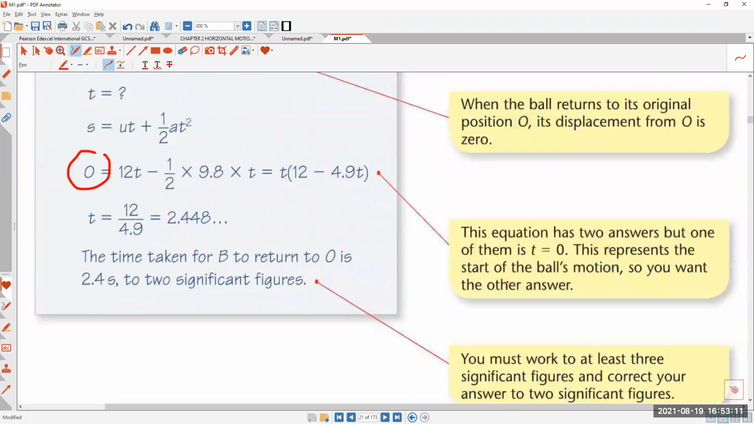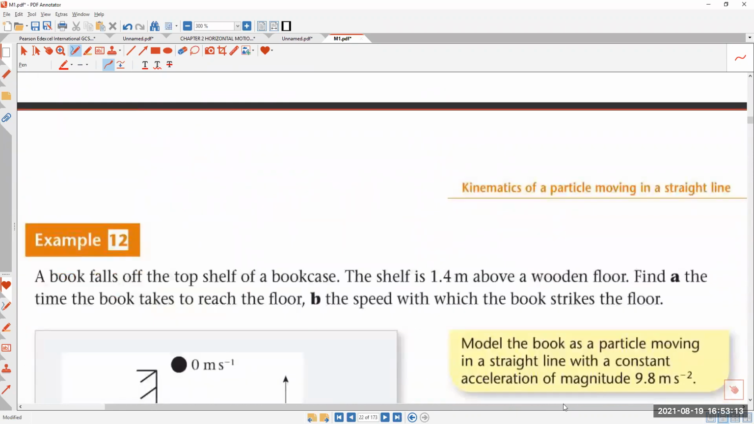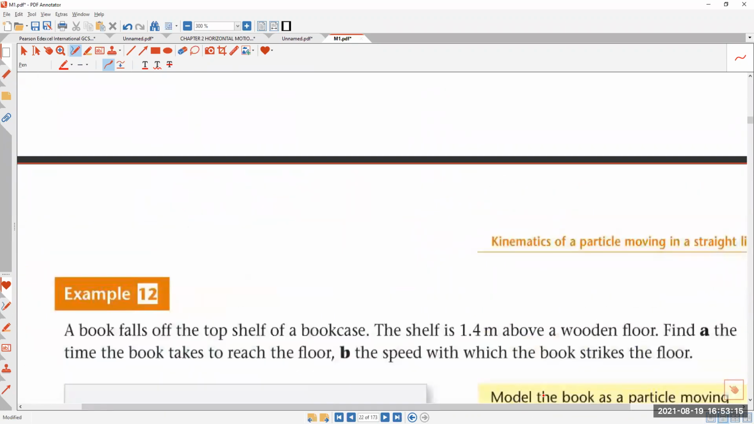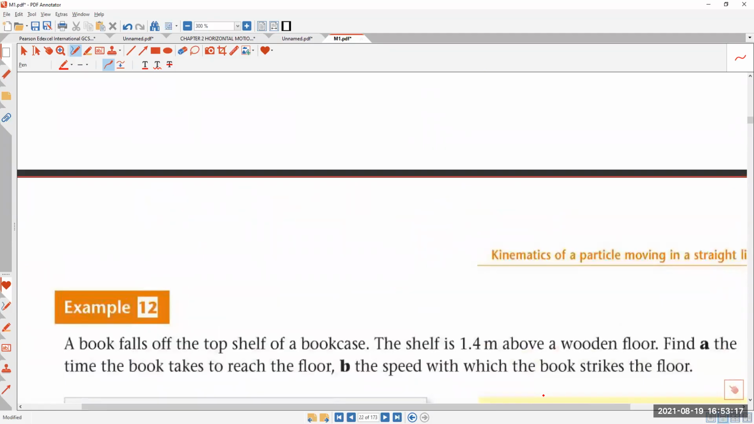Okay, let's continue with the next one. Let's try doing this. A book falls off a shelf of a bookcase. The shelf is 1.4 meters above a wooden floor. So you have a wooden floor and you have a shelf. What's your height here? 1.4.